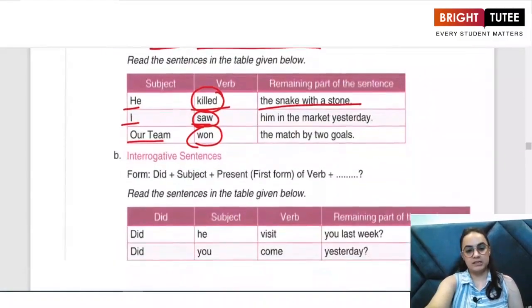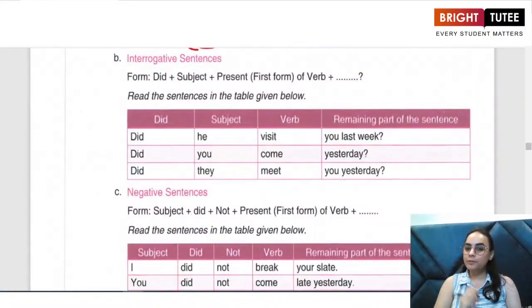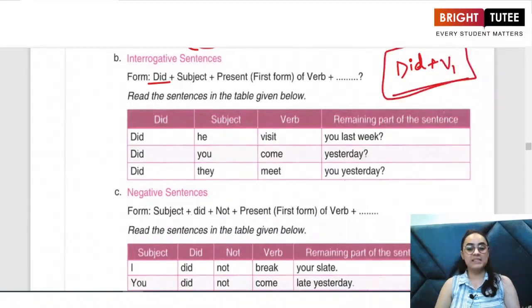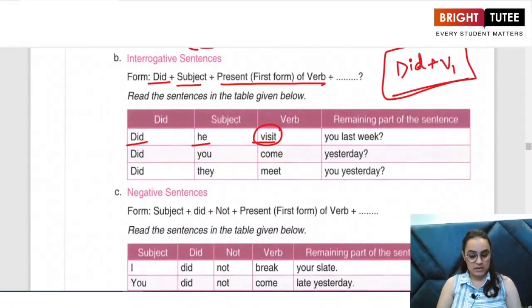The second type of sentences that we have are the interrogative sentences. How do we frame an interrogative sentence using the simple past tense? Did. The helping verb to be used in case of the past tense is did. And with did, you always have to remember that we use the first form verb. This is a rule. You always have to remember the first form of the verb with did. So did plus the subject plus the first form of the verb. This is something that I have told you, and please remember this. For example, did he visit you last week? I did not say visited, I said visit. Did he visit you last week? Did you come yesterday? Did they meet you yesterday? So with did, we use the first form of the verb.